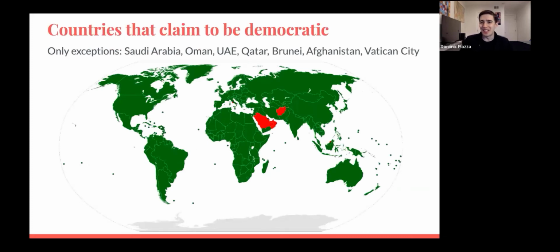Next slide, please. Yes, I love this. All right, so here we have the countries around the world who claim to be democratic. And we have here the only exceptions, right? Saudi Arabia, Oman, the United Arab Emirates, Qatar, Brunei, Afghanistan, and Vatican City. Yeah, that one sticks out a little bit, but the Holy See does not claim to be a democracy. The Pope rules the Vatican with an iron fist.